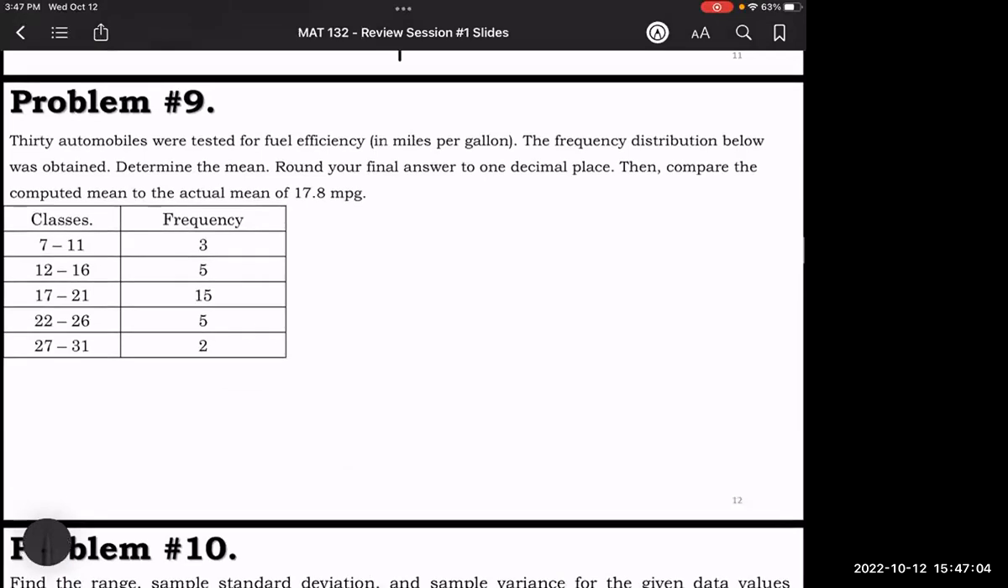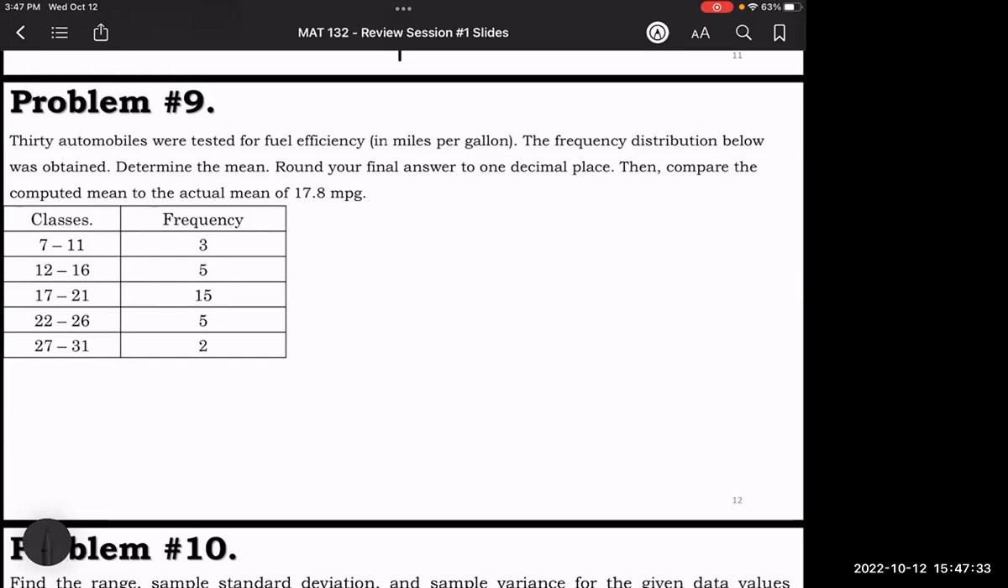Okay, let's look at problem number 9 now. Problem number 9 states that 30 automobiles were tested for fuel efficiency in miles per gallon. The frequency distribution below was obtained. Determine the mean, then round your final answer to 1 decimal place. Then we're going to compare that computed mean to the actual mean of 17.8.